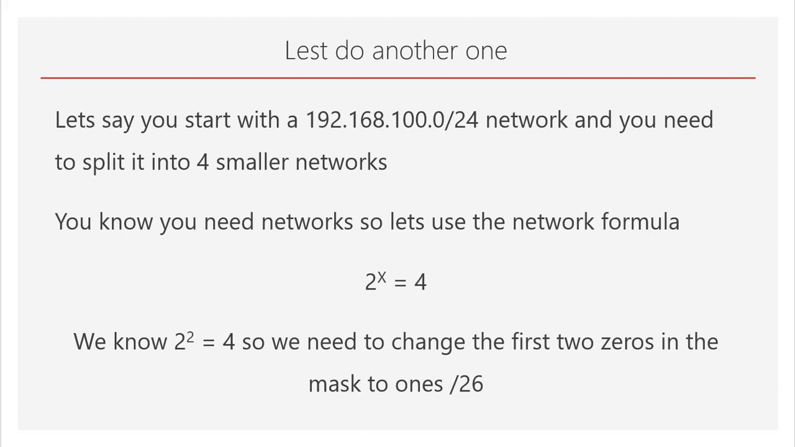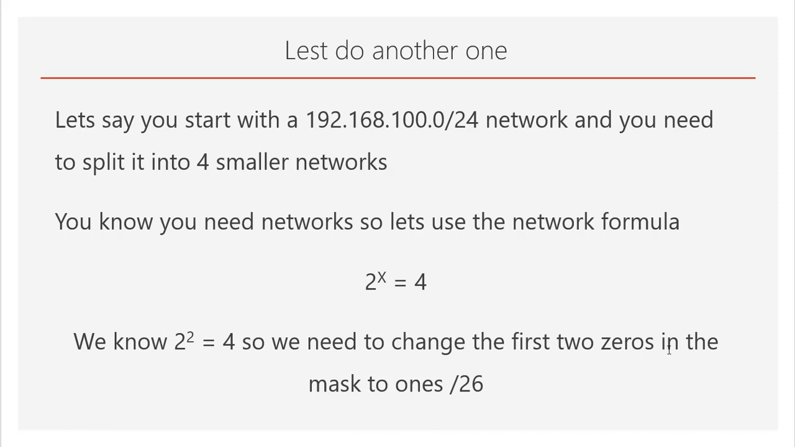So let's say you start out with 192.168.100.0/24, and they tell you you need to split it into 4 networks. Well, if they're telling you you need to split it into 4 networks, you know you need to use the network formula. So it's going to be 2 to the x equals 4, because you need to come out with 4 networks. So now we just have to solve this, 2 to the x equals 4. Well, again, as long as you know the powers of 2, you just need to know 2 to the 1, 2 to the 2, 2 to the 3, 2 to the 4, kind of, because you can only go 2 to the 8. That's the max you could possibly have. But really, we're only going to go to 2 to the 6. Anyway, so I digress. So we know that 2 to the 2 equals 4.